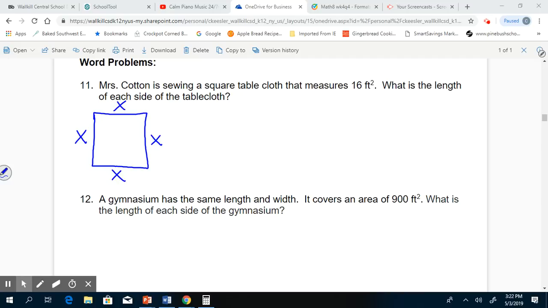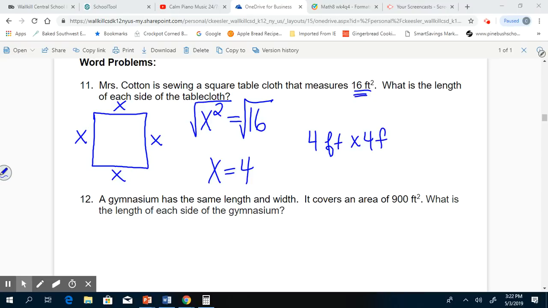We want to find the length of each side of the tablecloth, and we know that it has an area of 16 feet squared. Well, a square, to find its area, is just x times x, which is x squared. x squared is 16 in this case. So all I do is take the square root, and I get x equals 4. So her tablecloth is 4 feet by 4 feet.